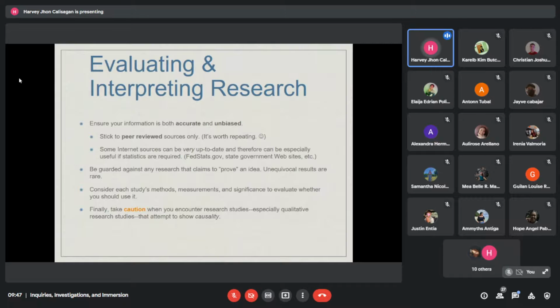And then next, consider each study's methods, measurements, and significance to evaluate whether you should use it. That's the point of evaluating, because some of the content or the context inside that article is not really necessary. That's why for every 10 paragraphs of the research article that you have studied, only two or three are aligned to your research. So the other seven paragraphs are something you can remove. Just remove those paragraphs because those are nonsense. Anyway, those seven paragraphs that you have removed, you can rewrite.